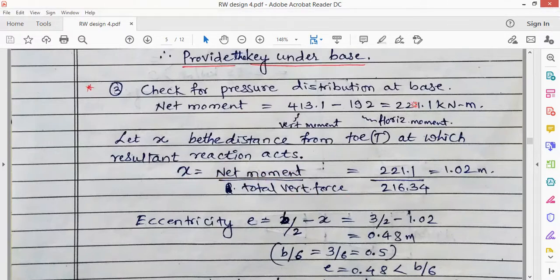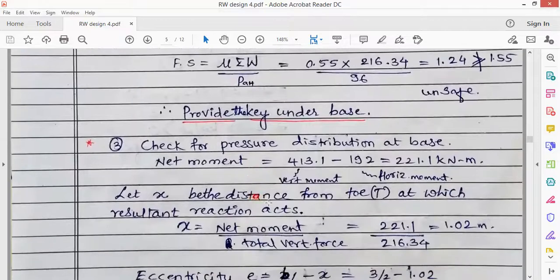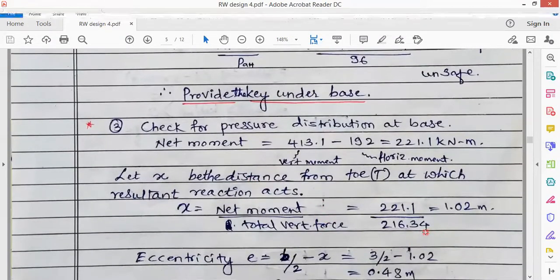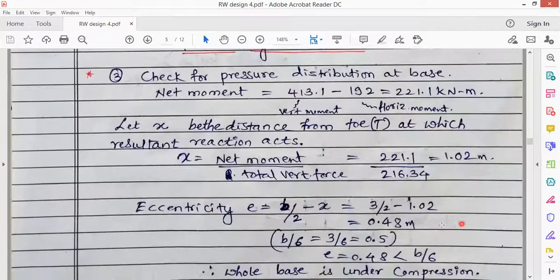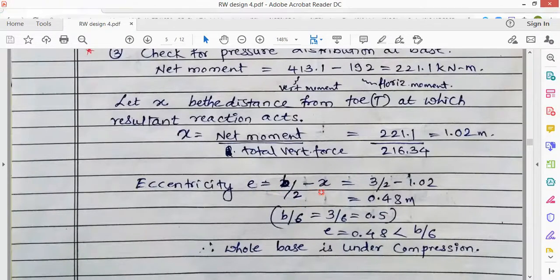So what is the net moment? It is 221.1, and x is the distance I need to calculate, and total vertical force we have already calculated. Total vertical force is 216.34, by which we are going to obtain the value of x equal to 1.02 meters. So eccentricity E is equal to b by 2 minus x.